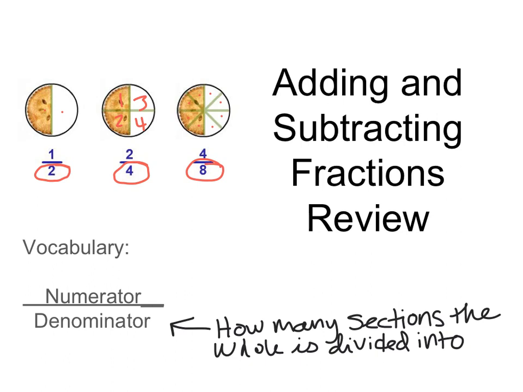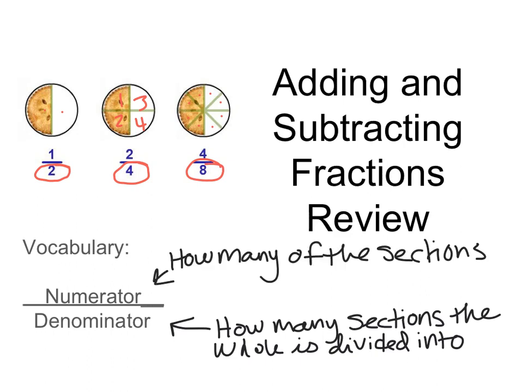The numerator, on the other hand, tells you how much or how many of those sections are included in this fraction. So in the first one, there was 1 of the 2 sections, hence the 1 in the top. On the second one, there were 2 of the sections, hence the 2 here. On the last one, there's 4 of the sections, hence the 4 on the top.